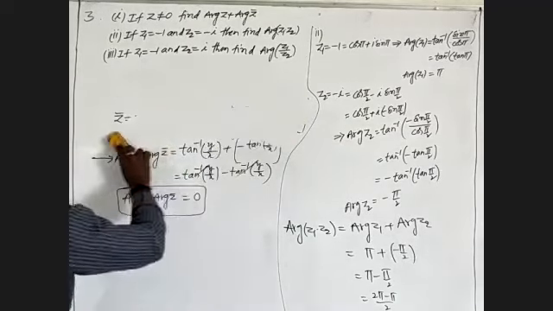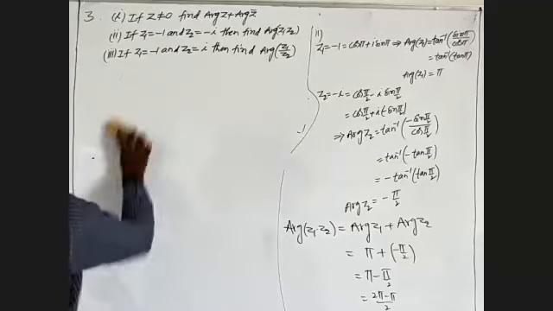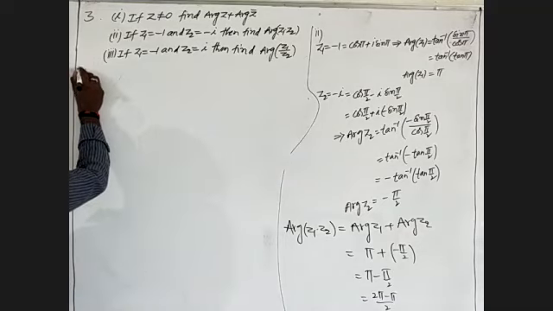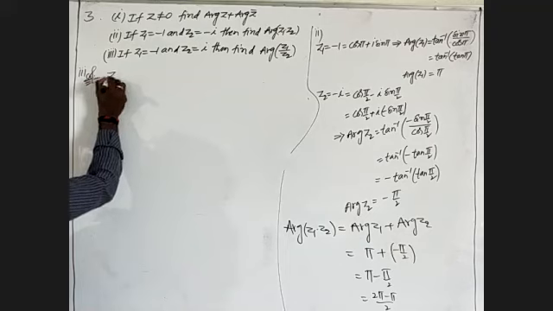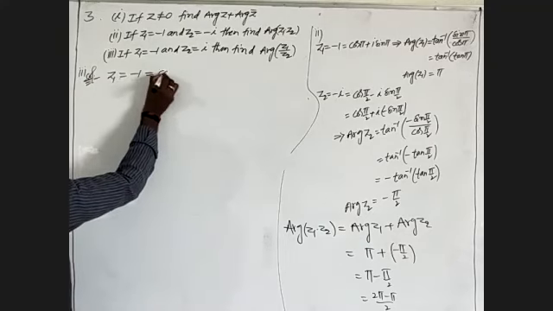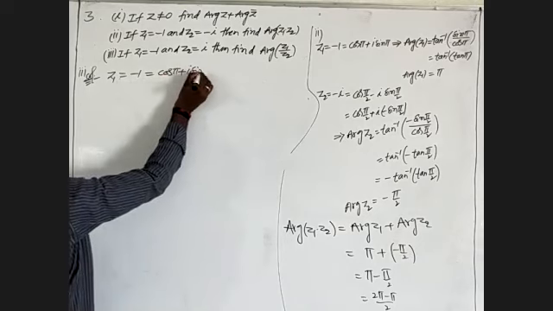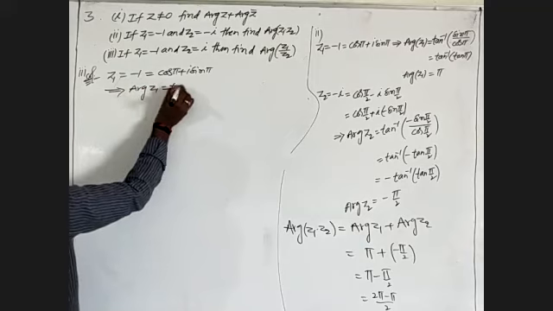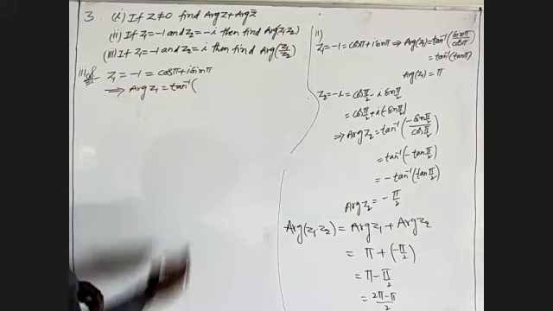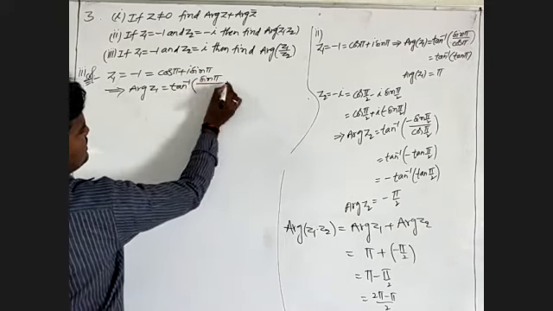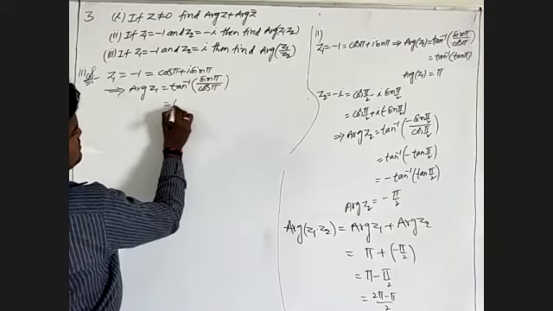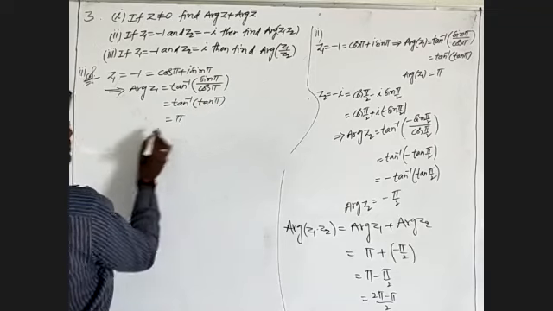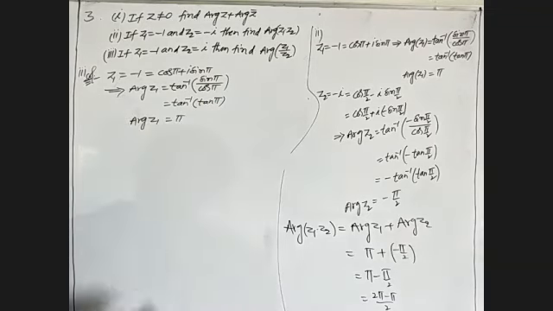Now I am going to the third one. Z1 is minus 1. Minus 1 we have to write as cos pi plus i sin pi. We have to write argument of Z1 is nothing but tan inverse, where the imaginary part is sin pi and the real part is cos pi. That must be written as tan inverse of tan pi. Tan inverse of tan pi is nothing but pi. This is the value of argument Z1.